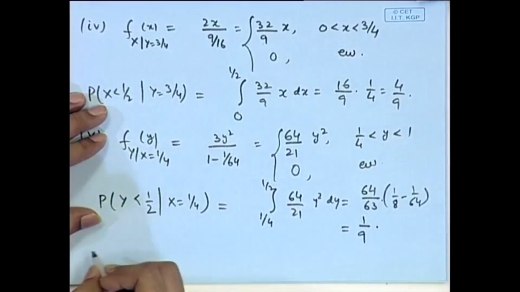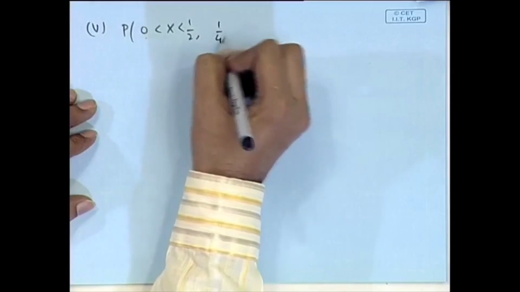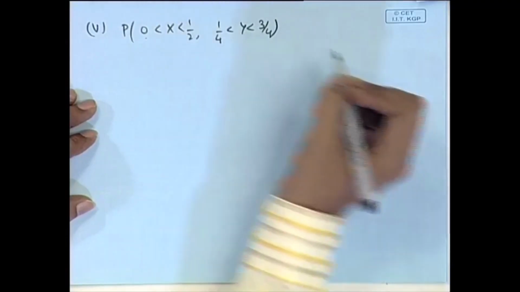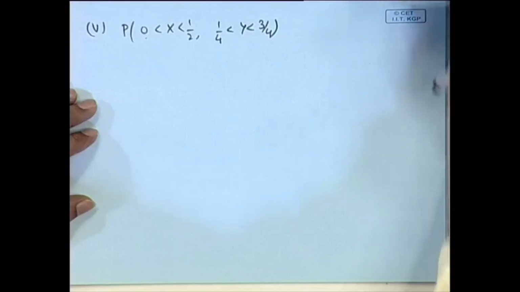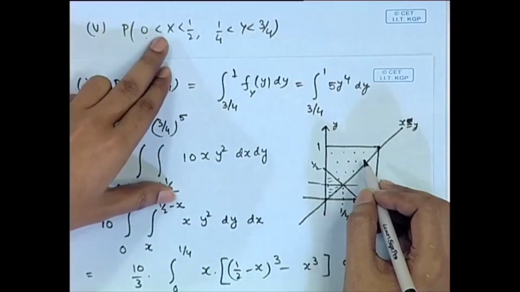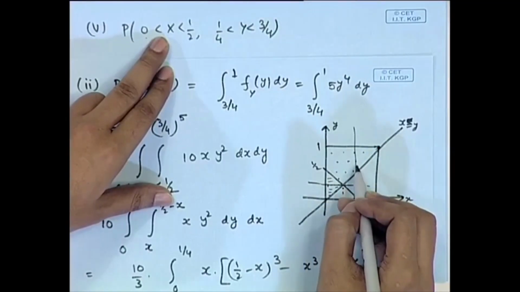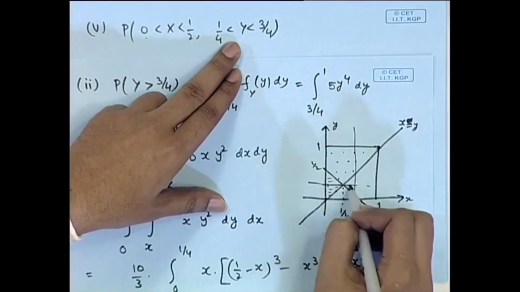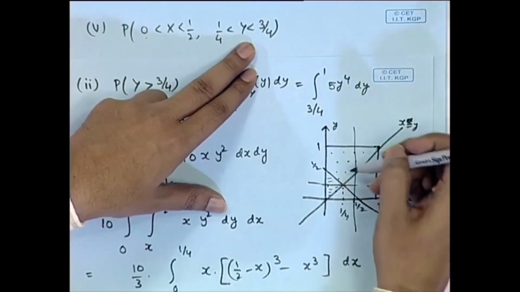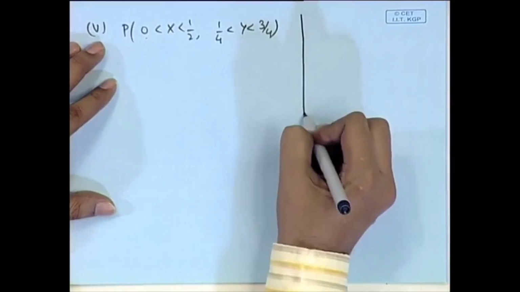Lastly, the probability of 0 < x < 1/2, 1/4 < y < 3/4. So, once again we look at the region here. This is the region of the density. So, if we say x is between 0 and 1/2, we consider this line, and here y is from 1/4 to 3/4. So, basically we have this particular region. Let us draw it separately, because this will confuse the region with the earlier one.